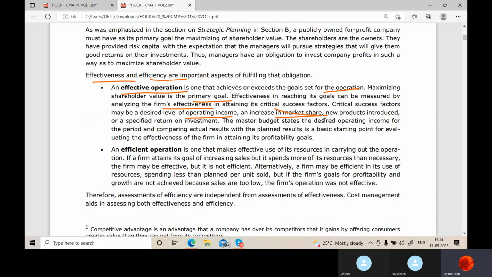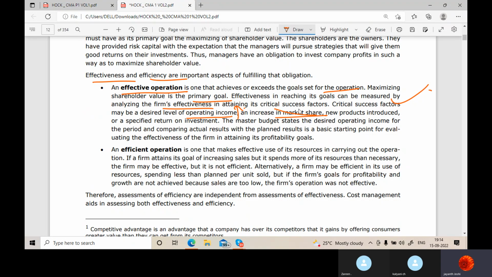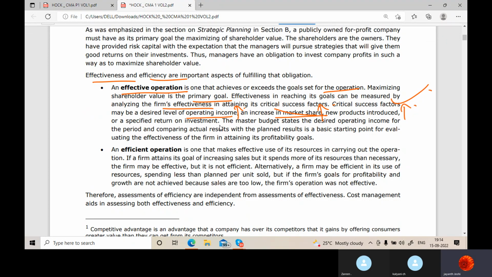Of course, what is a critical success factor? For a company or firm to become successful, it is very important that they achieve the income they desire. They have to increase their market share. They should introduce new products and also achieve a return on investment. Master budget states the desired operating income for the period, and actual results are compared with the planned results.